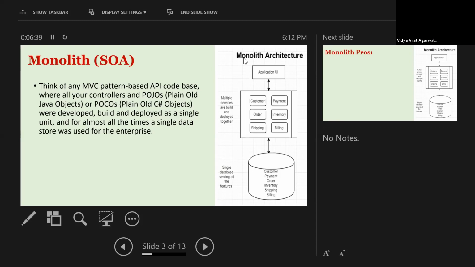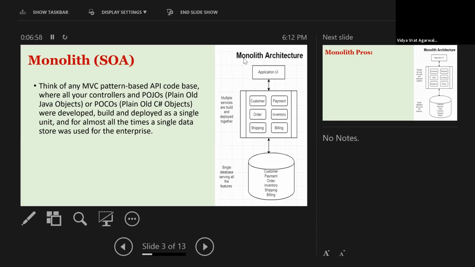Think about how many different functionalities they are doing. When you order things, they will take payment from you. Once they take payment, they will ship it to you. All these things are happening. Now all these functionalities and the code, you are going to write in one big, large code base.